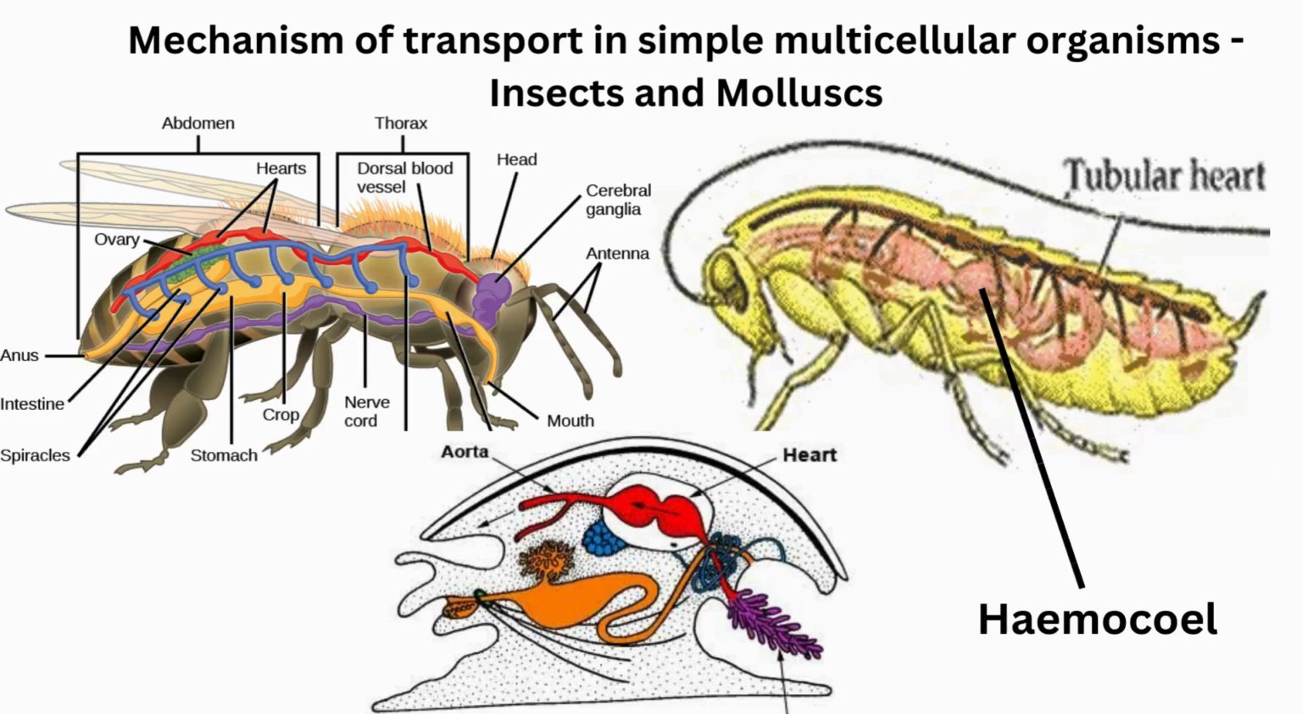Let's look at the transport mechanism in insects and mollusks. Insects and mollusks have an open circulatory system which helps them to transport materials within the body. In the system, the heart pumps blood into blood vessels which branch and open into an open space or open cavity called the hemocoel. The organs and the tissues are bathed in blood. An exchange of materials occurs between the body cells and the blood.